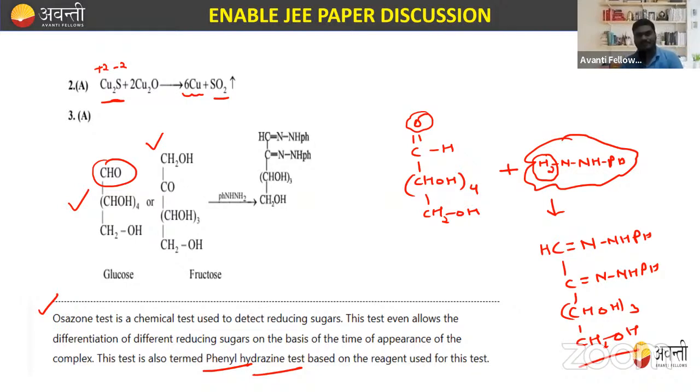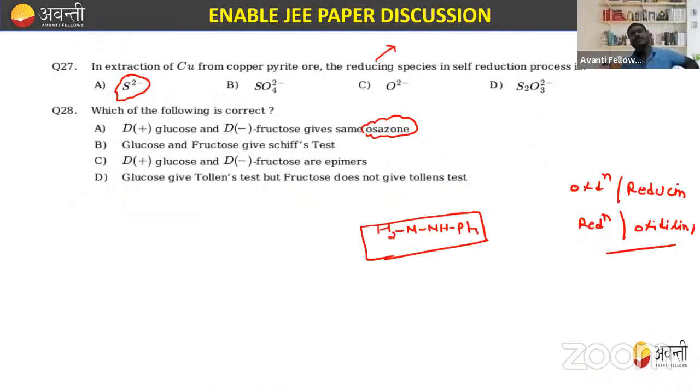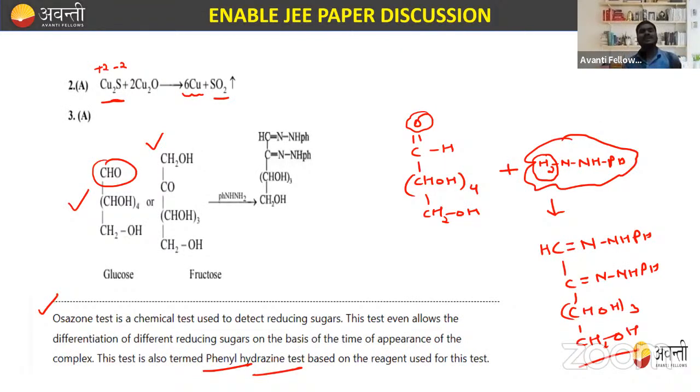Okay, so I hope it is clear? What do you mean by the term osazone? Remember this, it is a very important term. Whenever questions are asked on osazone, just remember that whenever D-glucose and D-fructose are treated with phenylhydrazine, the formation of osazone takes place, and osazone is basically used to test whether sugars are reducing sugars or not. So is it clear to all? If you have any doubt, please ask me in the chat box. I'm here to solve your doubts.